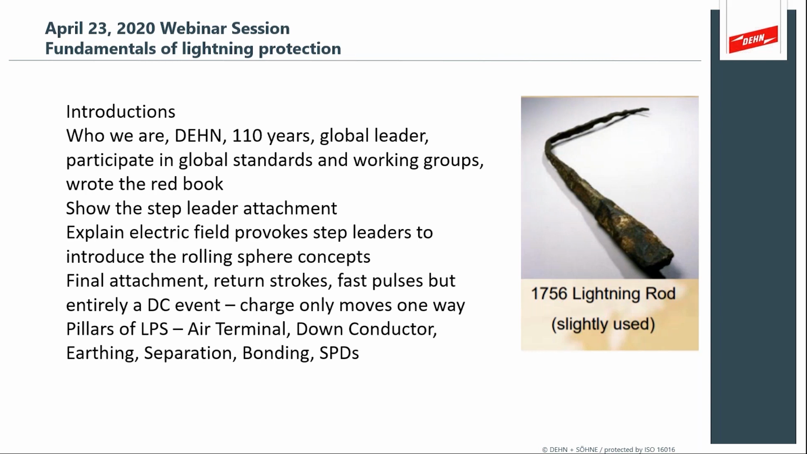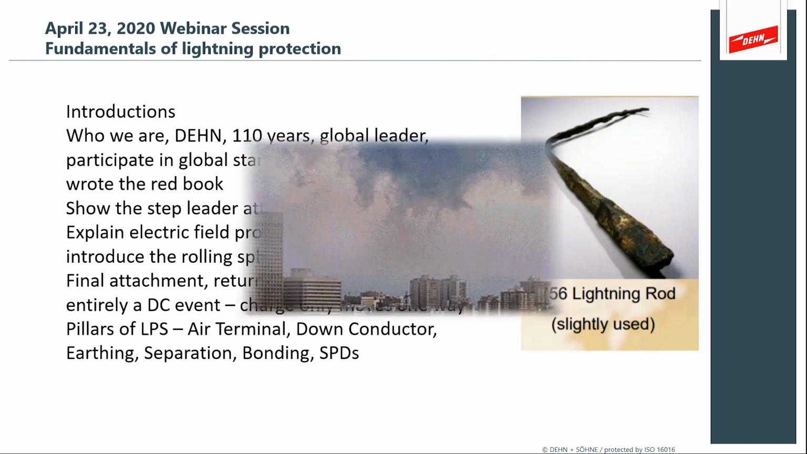We'd like to talk about how that charge moves, provoking an electric field, and that's what causes lightning to step and jump through the atmosphere. We'll talk about final attachment, we'll talk about return strokes. We look at the pillars of lightning protection, and we talk about air terminals, down conductors, earthing. But we also pay a lot of attention to separation distance and bonding, and of course, surge protection devices. So let's get started here.